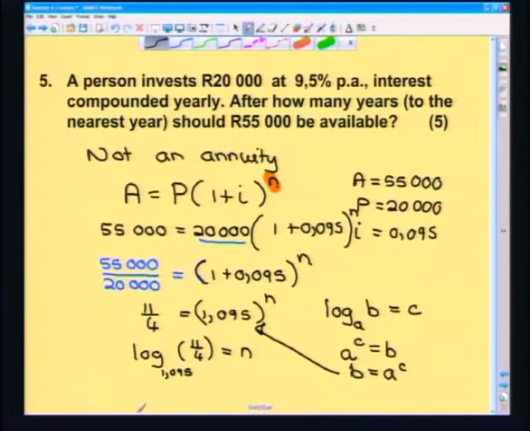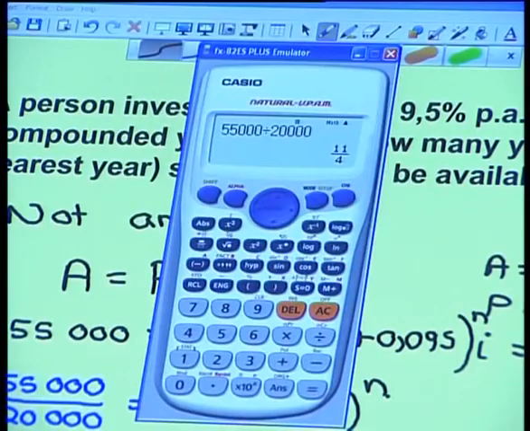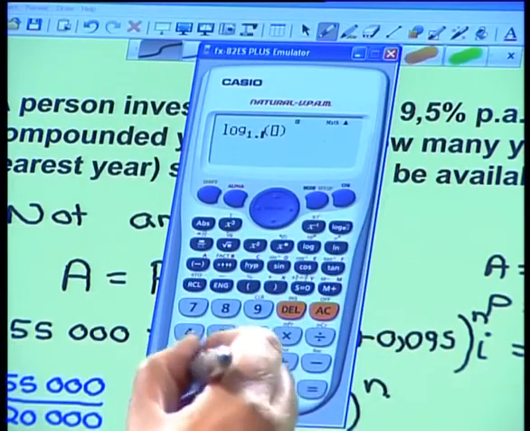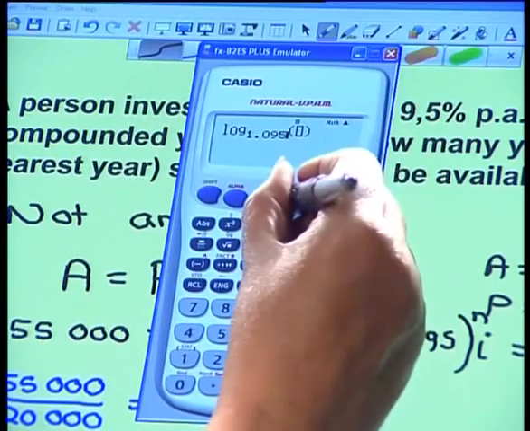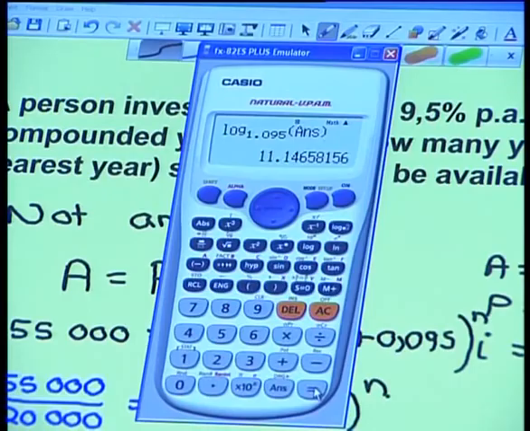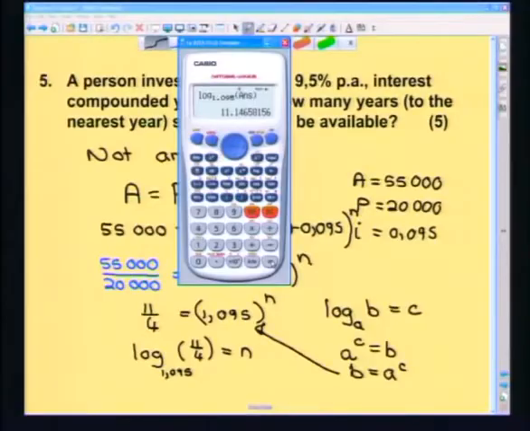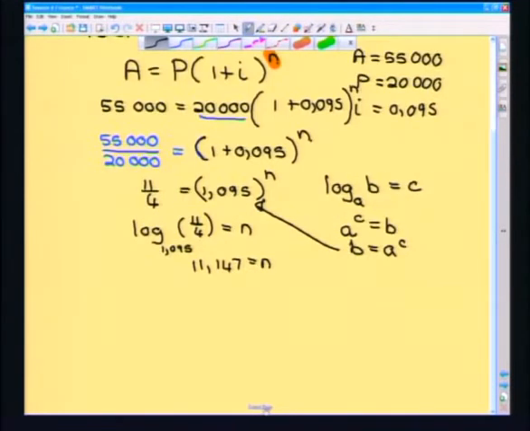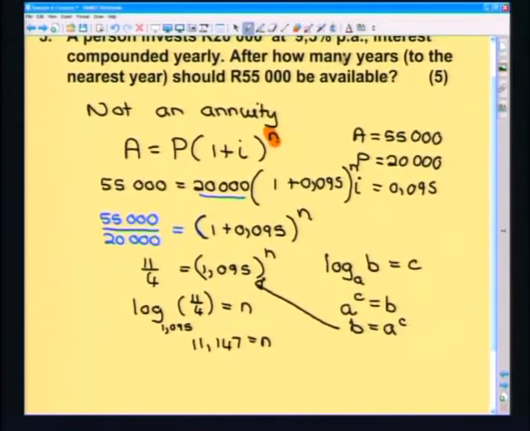Right, so now we're going to pull up our calculator, and we're going to take this key, and we're going to put in the base of 1.095, and we're going to space bar here, and we're going to put the answer in, and we're going to press equals. And so we find that it's 11.146, actually 11.147. But the question said to me, after how many years to the nearest year? Now, if that's representing years, the nearest year would be 11 years.